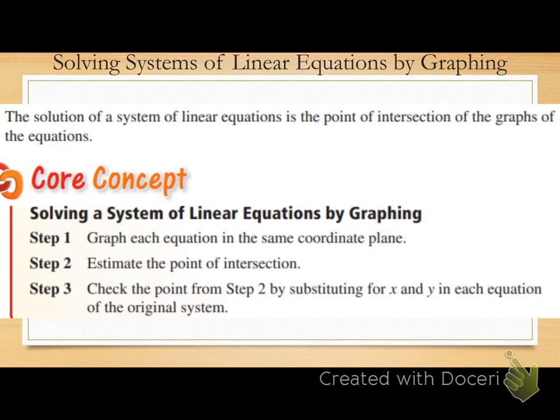Okay? So you may want to write these steps down to solving a system of linear equations by graphing. Step 1, graph each equation in the same coordinate plane. Step 2, estimate the point of intersection. Step 3, check the point from step 2 by substituting for x and y in each equation of the original system. Step 3 is what we just did on the previous slide. Checking your work.